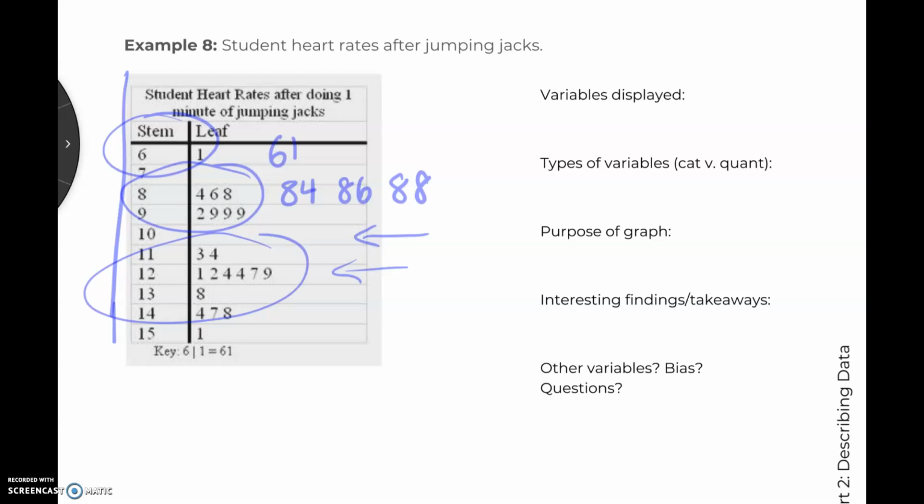Oftentimes I will give you data maybe in a dot plot or maybe in a stem and leaf plot, so it's really important to understand how the data works, what it stands for, looking at the key, and make sure you can interpret it. You can see what the shape of that distribution is, and we'll talk more about shape in the next video.